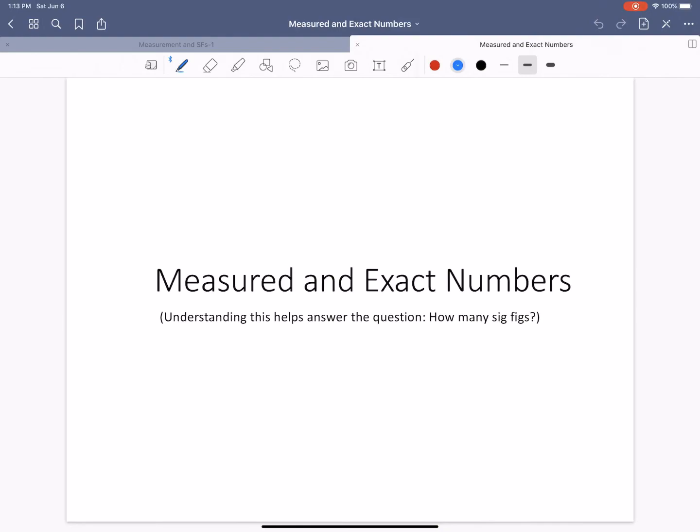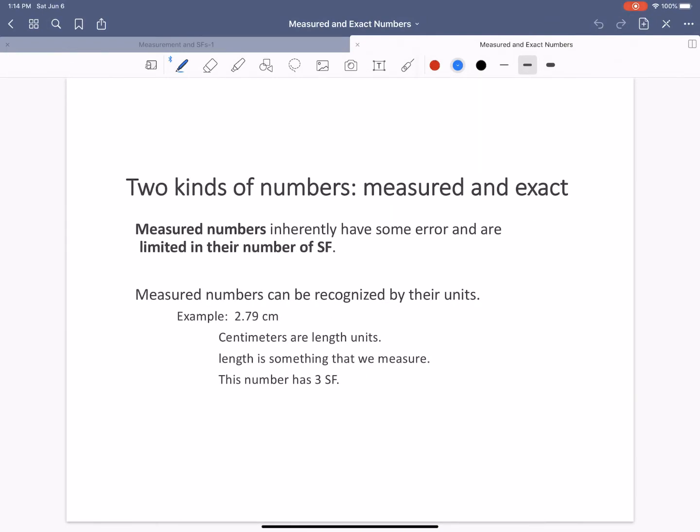Let's take a closer look at some of the numbers that we'll be working with. It's important for us to understand that there are two kinds of numbers, measured and exact. This will help us know how many sig figs. Measured numbers inherently have some error and are limited in their number of sig figs. We can know that a number is measured by looking at its units.